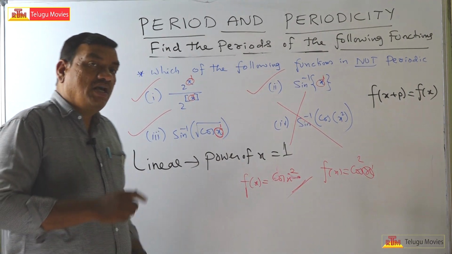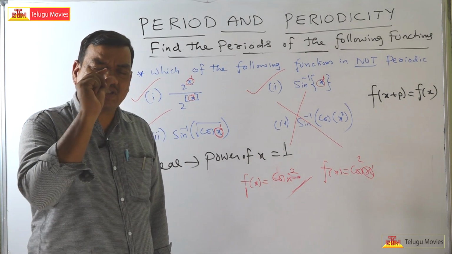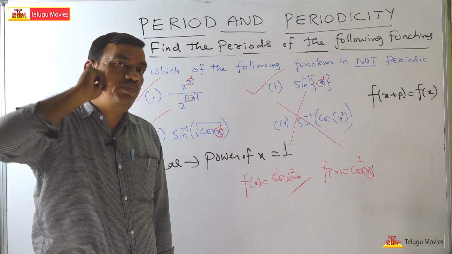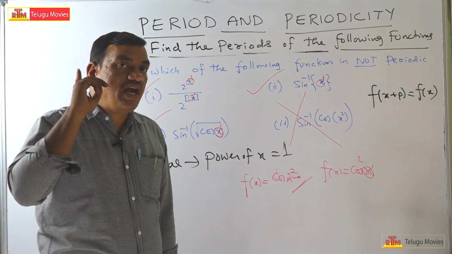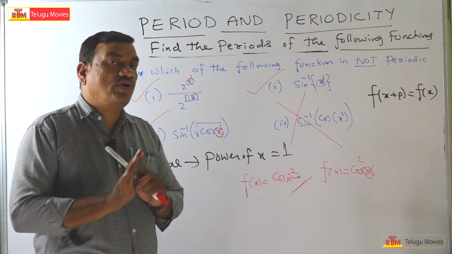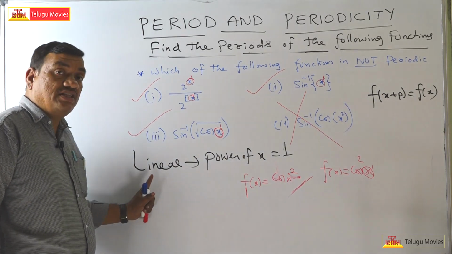So that means if the power of x, whatever that x variable or function may be, is there, it should be 1. If it is more than 1 or less than 1, it is not a periodic function. Therefore, the period does not exist. I hope you understand this concept.